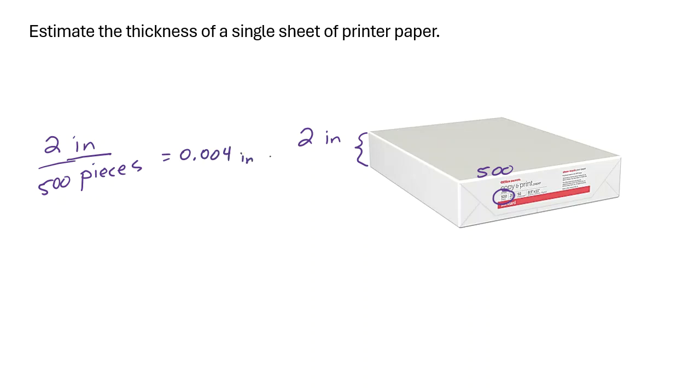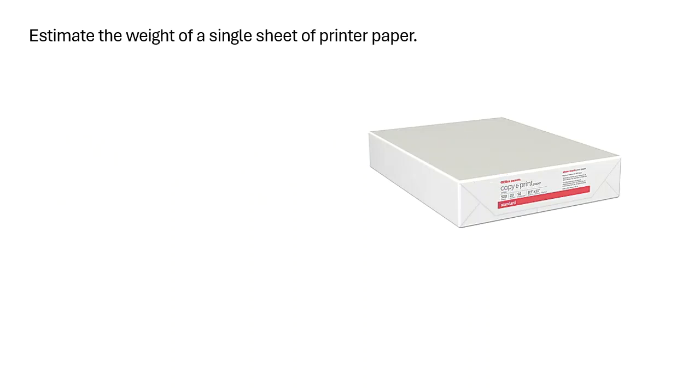0.004 inches per piece. Now, if we were in the metric system, like maybe we're doing centimeters, then I would probably convert that to a smaller unit of measurement like millimeters. But with our system, inches is the smallest unit of common measure, so I'd probably just leave my answer like that. All right, next question.